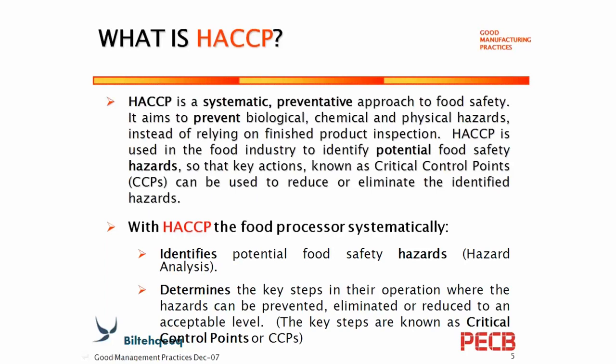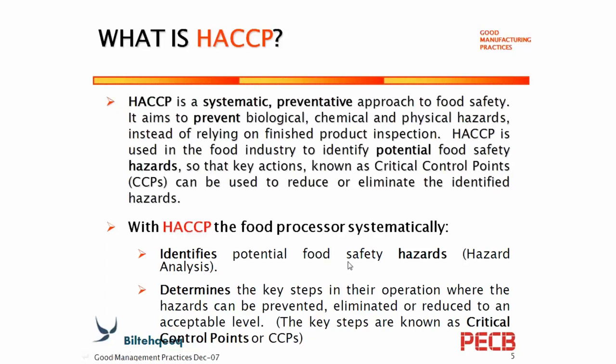So you have to identify that these are the hazards, and these are the points from where these hazards can destroy your food quality. So you have to identify these points, and you have to introduce the control to prevent these hazards that can affect your quality management system. So first, if you see, the first point is to identify potential food safety hazards.